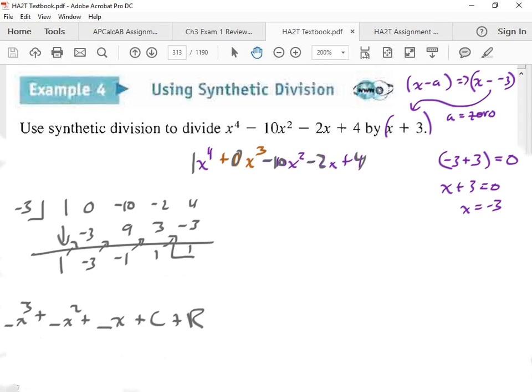So do we have a remainder? Yeah, it's 1 over x plus 3. You always do that with remainders. You always make them into fractions. You go 1, which is the remainder, divided by whatever you're dividing by. All right? Just like if you had 18 divided by 4. You would say 18 divided by 4 is 6, right?